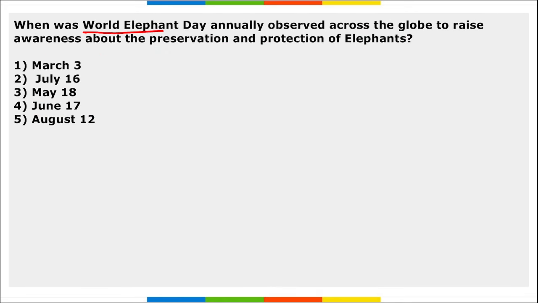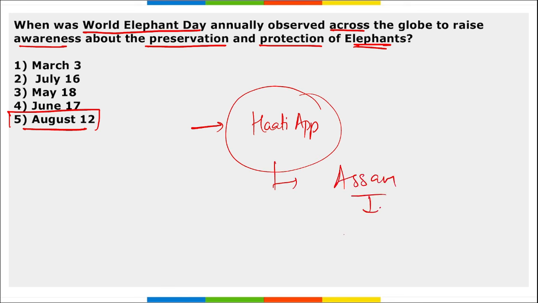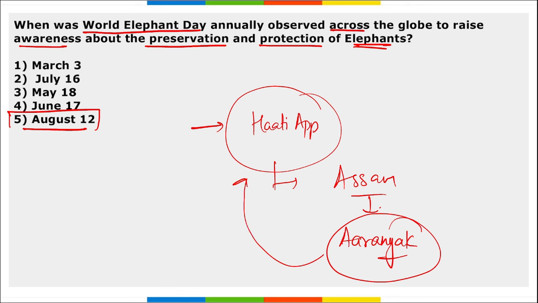Next, when was World Elephant Day annually observed across the globe to raise awareness about the preservation and protection of elephants? It is 12th of August we observe this day to create awareness about the protection of elephants. Also remember the Hathi app. This is an app that has been developed in Assam state, right? And in Assam too, there is an organization, Aaranyak. This is a biodiversity organization in Assam that has launched this mobile application by the name Hathi app. That is basically an application that will be protecting elephants.